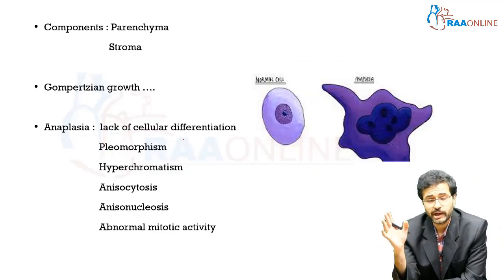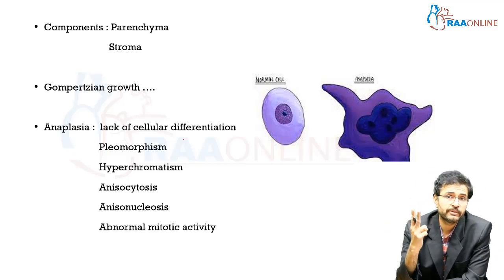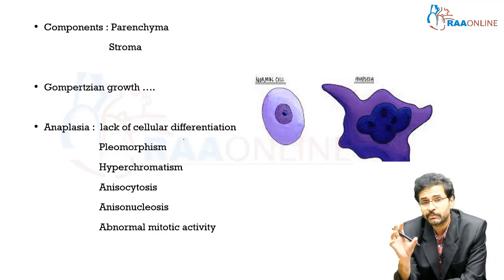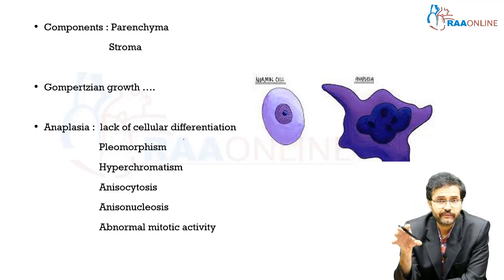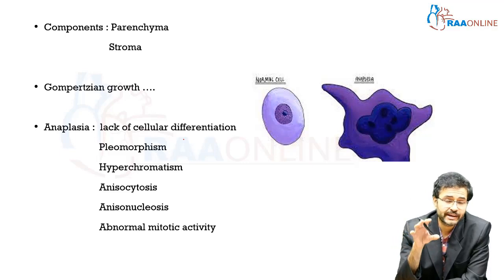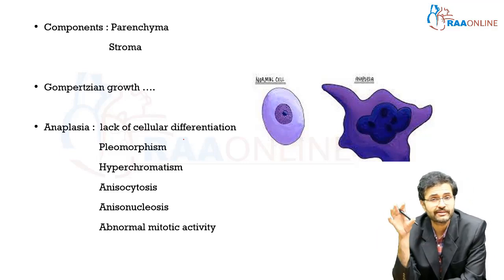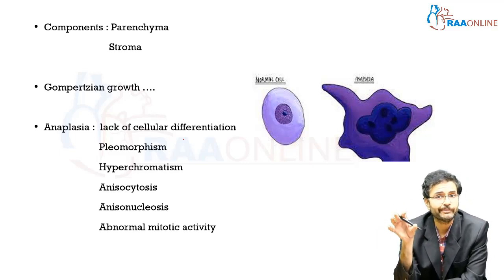So any tumor, any neoplasm has 2 components to it. It has a parenchyma and it has a stroma. Parenchyma is the one which contains all the malignant cells, whereas the stroma is formed by the connective tissue and the blood vessels that supply these proliferating malignant cells.